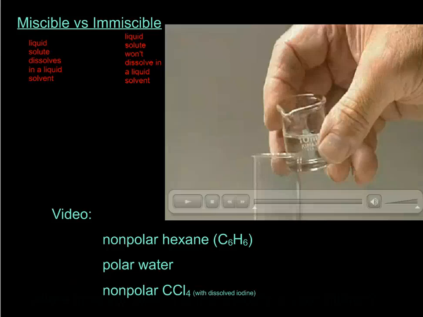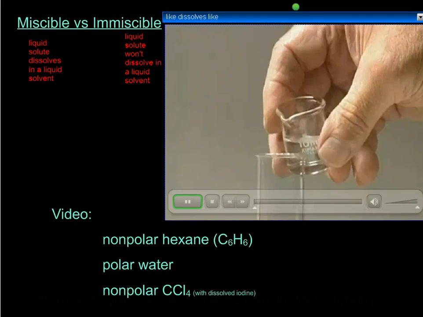Let's take a look at this video where you're going to see two nonpolar substances, the hexane and the carbon tetrachloride. This will be the bottom layer that will have the dissolved iodine in it, and then there will be polar water that will be a layer in between. So let's take a moment to watch this video.